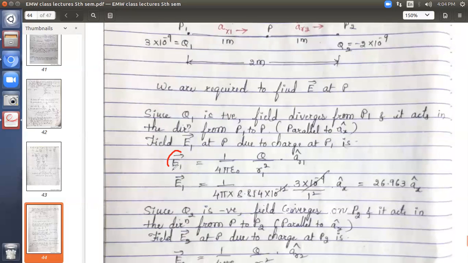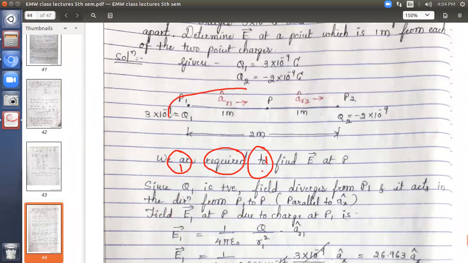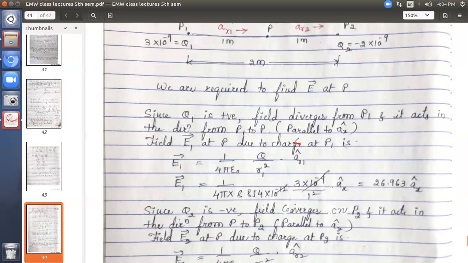So we know that the electric field intensity E1 is given by 1 by 4 pi epsilon naught times charge Q by the distance squared. The charge is actually Q1 for E1, so Q1 divided by R1 squared, where R1 indicates the distance between the charge Q1 and the point, which is 1 meter, into a_R1 cap unit vector. So what I'll do, I'll keep this the same.